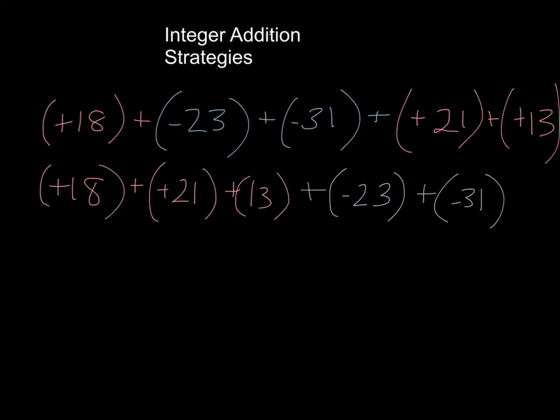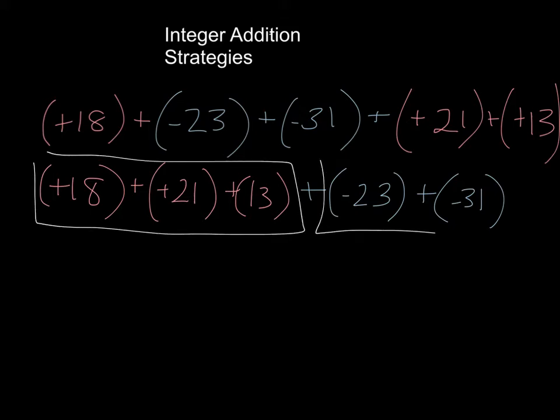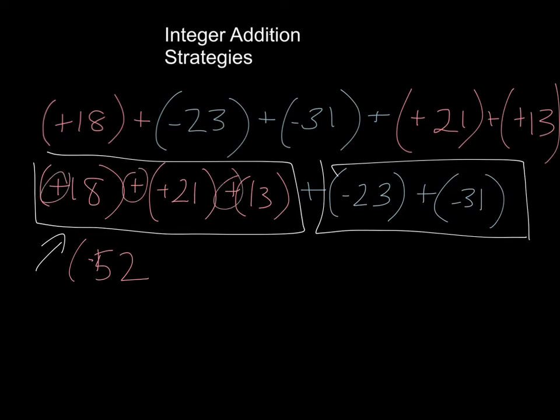What I did is I grouped all of the positive integers together and then all of the negative integers together to make it a lot easier, because when we're adding the same signs, so all positive numbers or all negative numbers, you just add like normal and then it takes that sign. So for example, I would do this first: 18 plus 21 plus 13, which is 52. And because it's all positive integers, it would be positive 52.